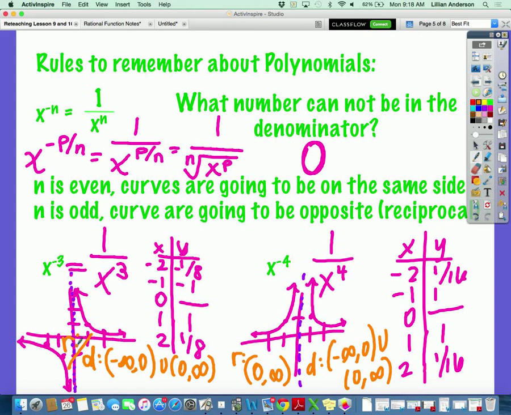Questions? This is the time to ask, you guys. Exactly. Yes. Is this run as a piecewise function? No, these are not piecewise functions. These will be ones with asymptotes, yes. Exactly, infinite discontinuity.